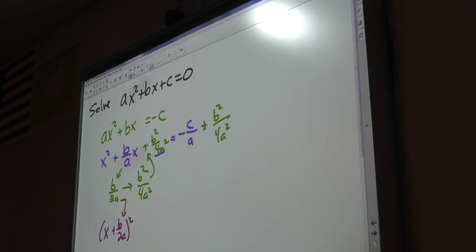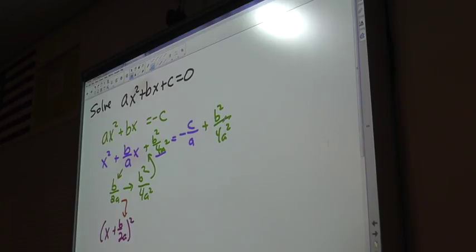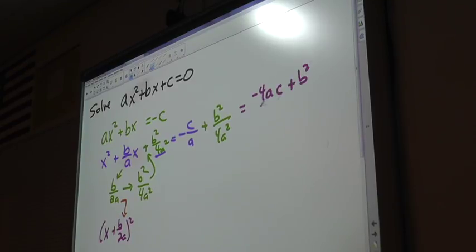Now, let's work this out over here. This is nasty. What's the LCD here? 4a squared. What does this need to become a 4a squared? This one needs a 4a times c. This one is fine. Right? This c needs a 4. So in other words, it's times 4a times 4a. Would you guys agree with that?